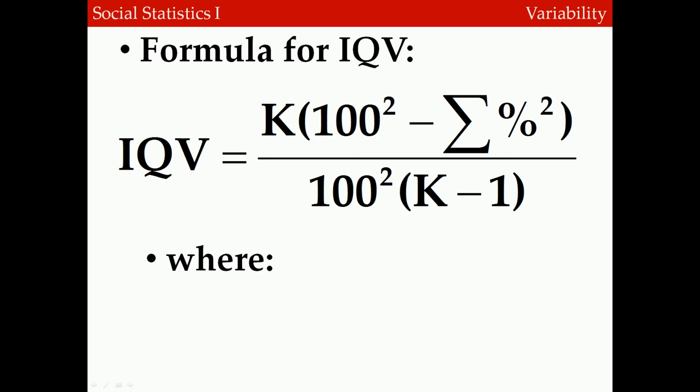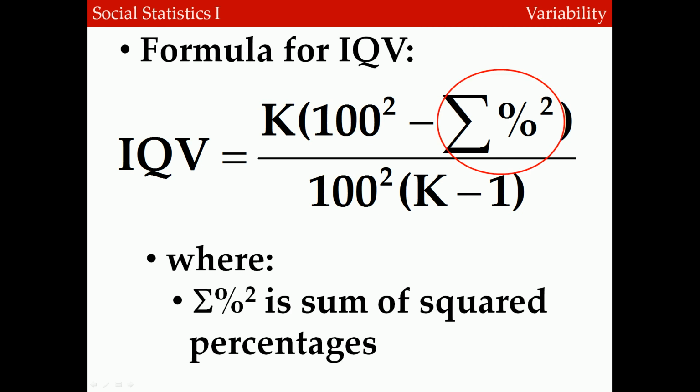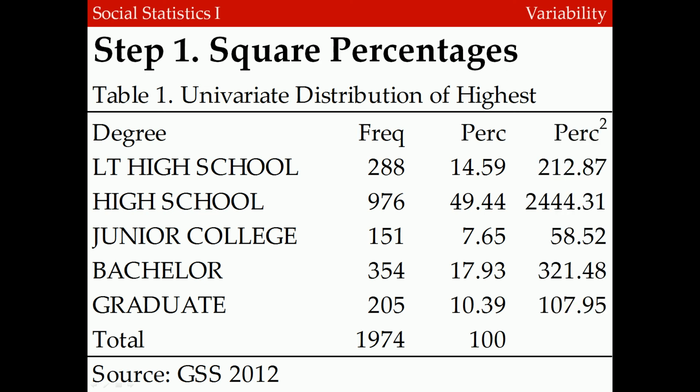Here's the formula for IQV. In order to calculate it, we need two quantities. The first is k, which is equal to the number of categories of the variable, and the second is a quantity called the sum of squared percentages, which literally involves taking each of the percentages, squaring them, and adding them together. Let's look at an example of how to calculate the IQV using data on the variable degree. The following table shows a distribution of highest degree, the variable, in this table. So, in order to calculate the index of qualitative variation, or IQV, we start by taking the percentages and squaring them.